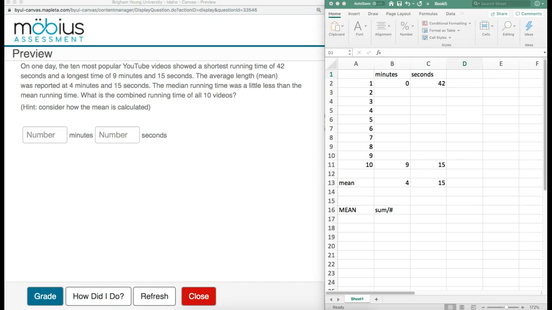The median running time was a little less than the mean running time. What is the combined running time of all 10 videos? Hint: consider how the mean is calculated. And we want the answer in minutes and seconds.